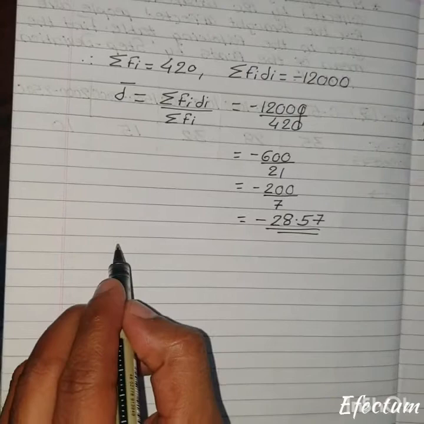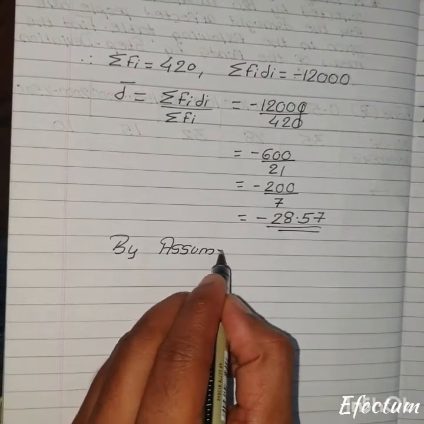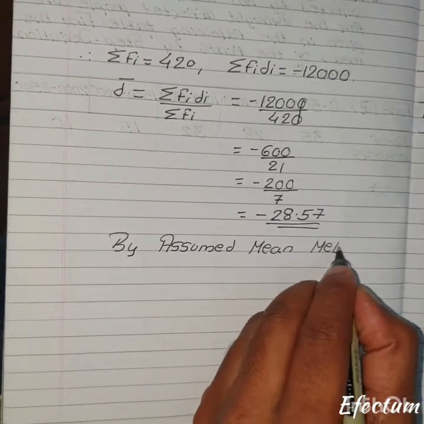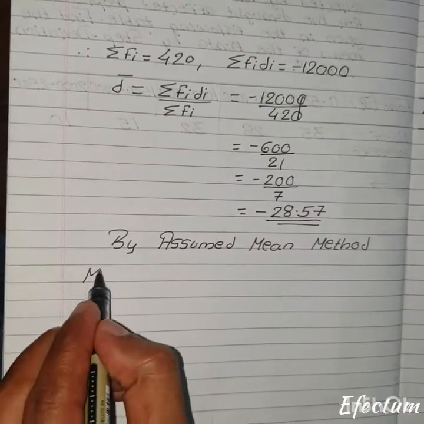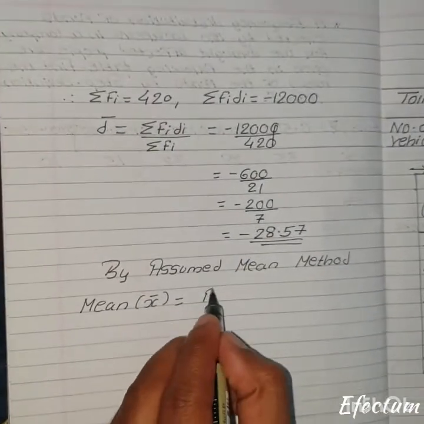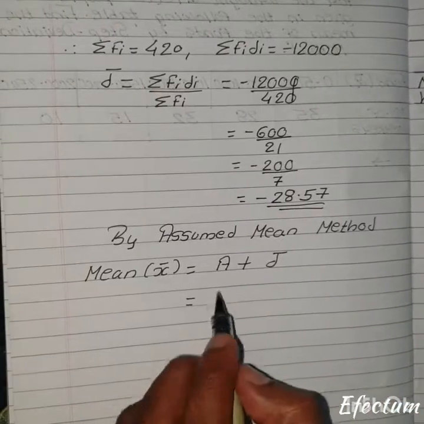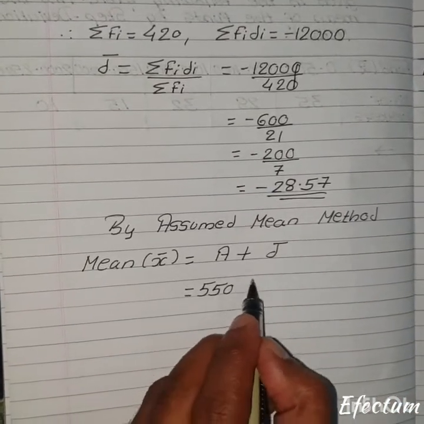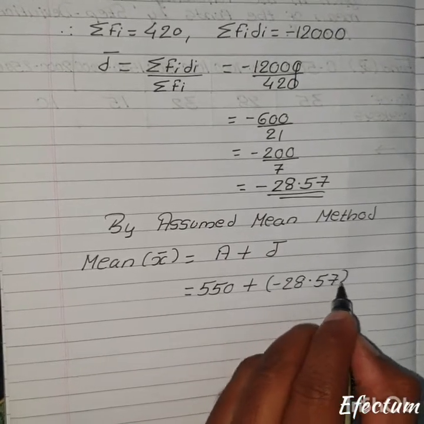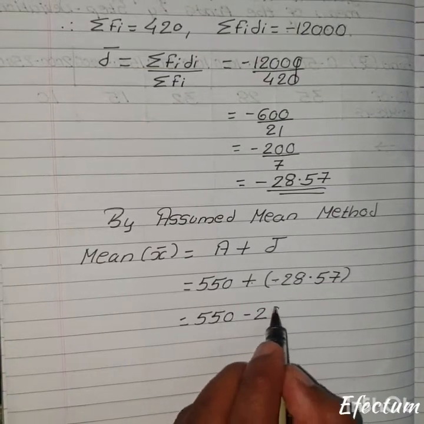Now we have to find out the mean x bar. So here we will mention the assumed mean method. What is the formula now? Mean x bar is equal to a plus d bar. What is the value of a? 550 plus d bar, minus 28.57, that is equal to 550 plus minus 28.57.